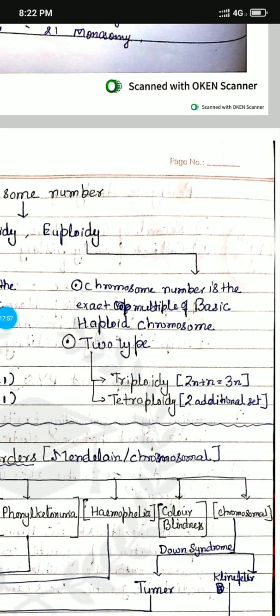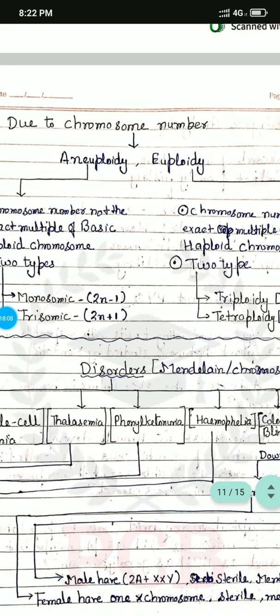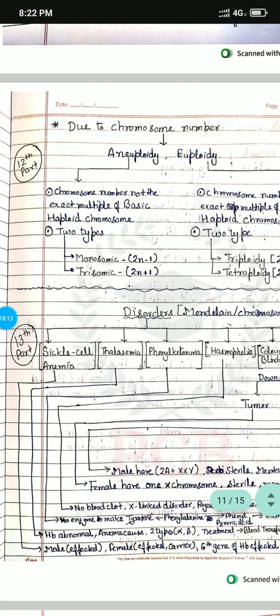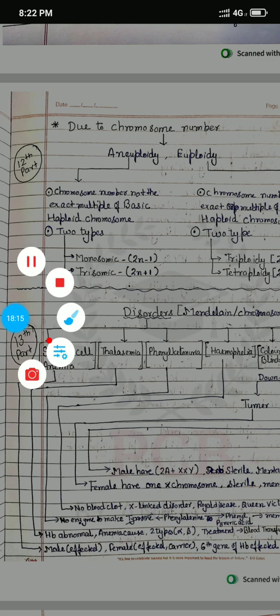Now in euploidy, here's a different thing. The chromosome number is an exact multiple of the basic haploid chromosome set. Like triploidy, 2n plus n becomes 3n, and in tetraploidy, two additional sets are formed. So two types of things are there. Now what are the disorders?